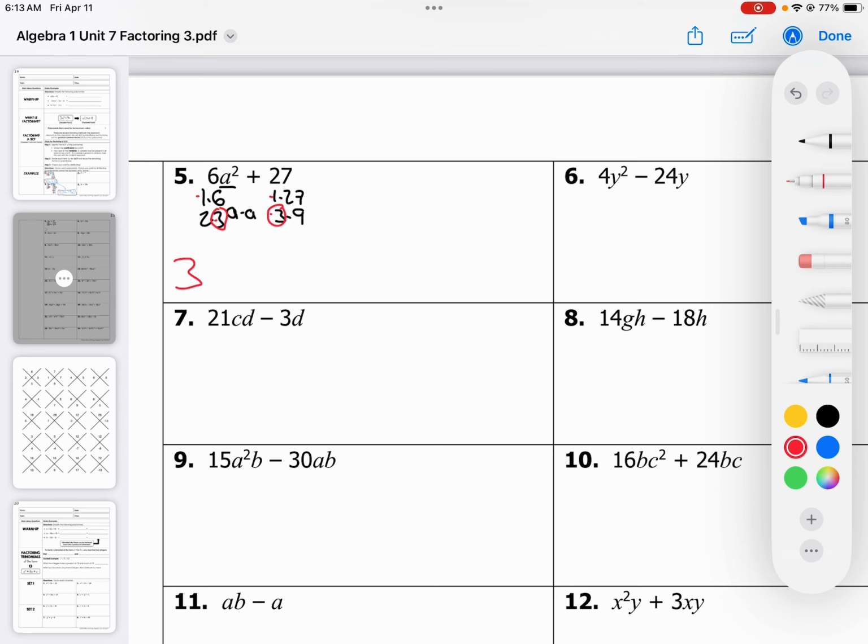Okay, looking at the variables, they don't have the same variable, because the 27 doesn't have a variable. And so the only thing in common that they would have that we can take out is that 3. When I take out the 3, I'm left with a 2, and then these 2 a's, so it's going to be 2 and a squared. And then when I take out the 3 from 27, I'm left with 9, and this will be a plus.